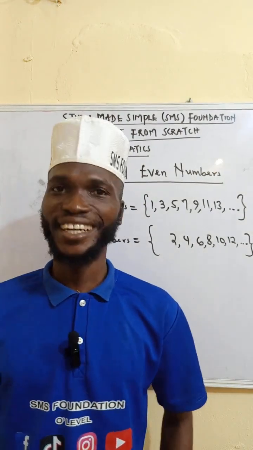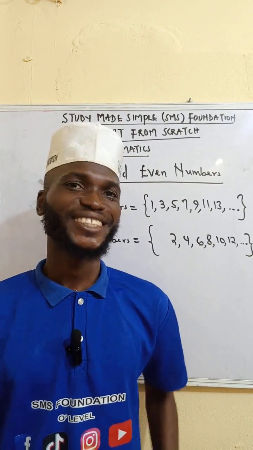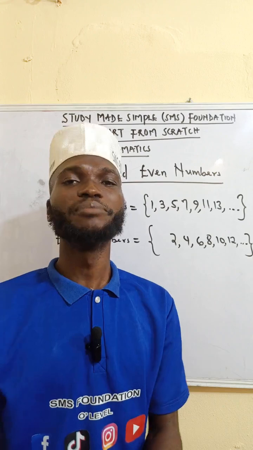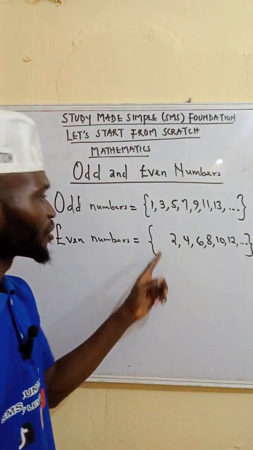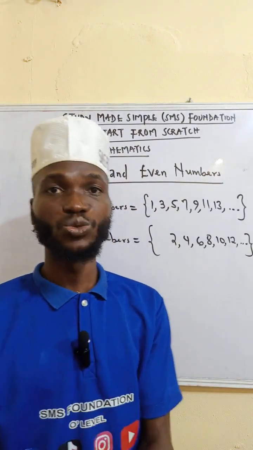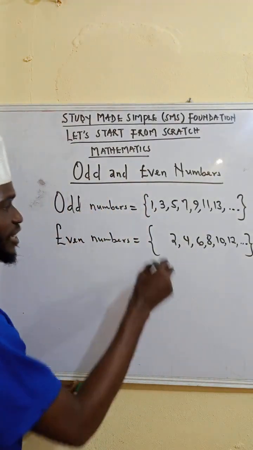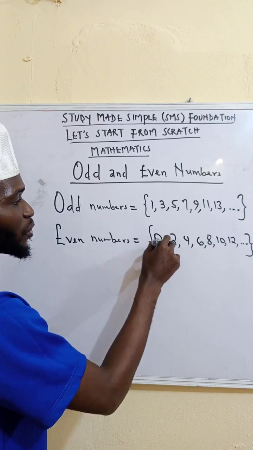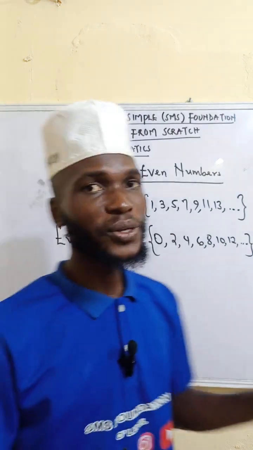My question is: is 0 an odd number or an even number? Answer that. Challenge. Good. 0 is an even number. Why? Because 0 can also be divided by 2 exactly without a remainder. That's why I left this space. I want to write 0 there. So 0 is the beginning.